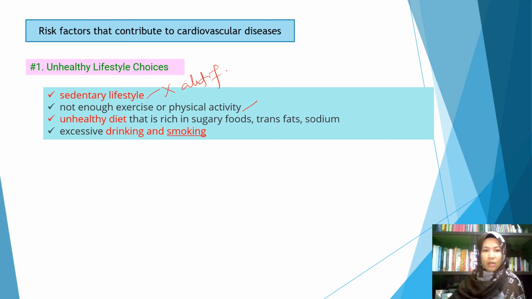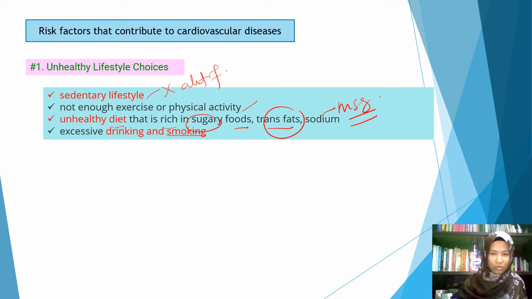Okay. Next, unhealthy diet. Dah lah suka duduk and then tak makan makanan berkhasiat, makan makanan banyak karbo, okay, rich in sugary foods, and then trans fats, okay, sodium, MSG, including, okay, makan jajan semua tu, okay. Next, excessive drinking and smoking. Drinking for sure alcohol and smoking.